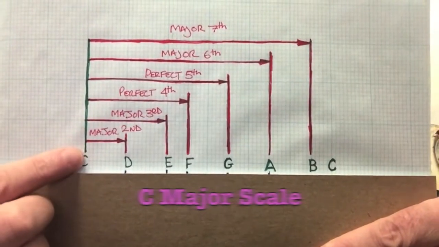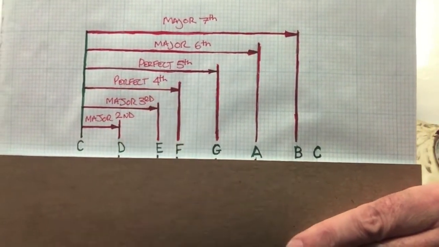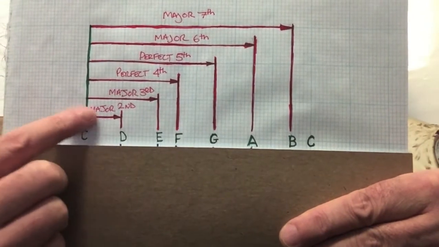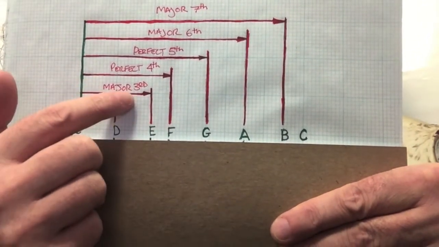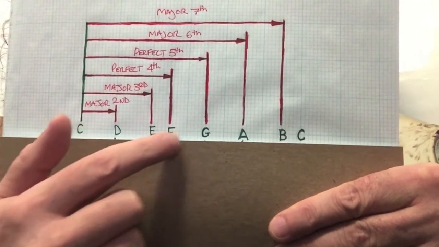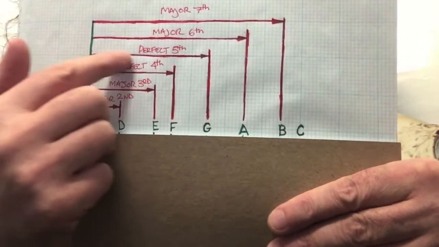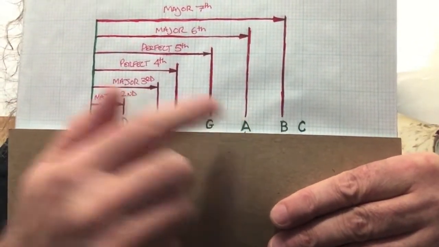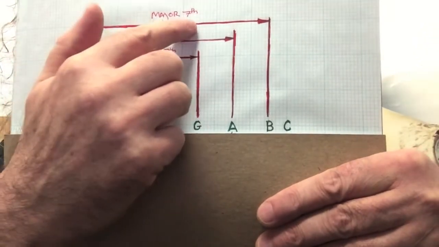Okay, so we've got the C major scale: C, D, E, F, G, A, B, C. C to D is a major second interval. C to E is a major third interval. C to F is a perfect fourth. C to G is a perfect fifth. C to A is a major 6, and C to B is a major 7.